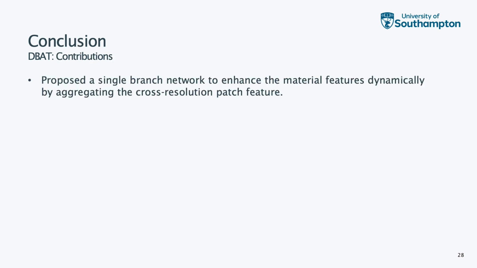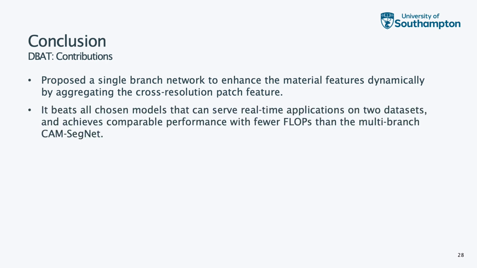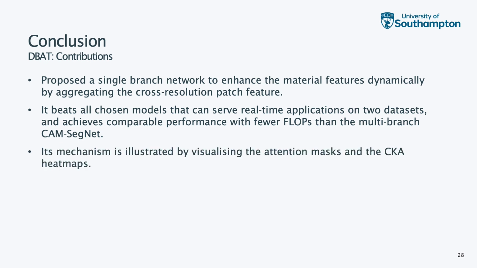To conclude, we proposed a single branch network to enhance the material features dynamically by aggregating the cross-resolution patch features. It beats all chosen models that can serve real-time applications on 2 datasets. Its mechanism is illustrated by visualizing the attention masks and the CKA heat maps.